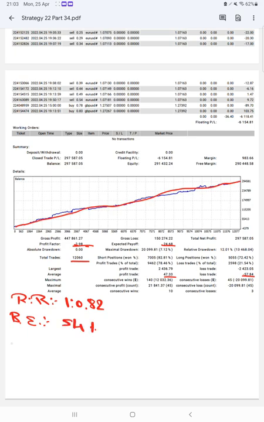And the break even point for the strategy is 54%. Comparing with the current account accuracy, which is 78%, we can say we are almost up by 24% than the requirement.